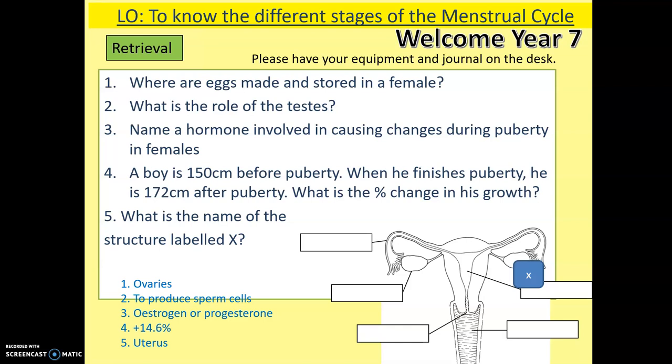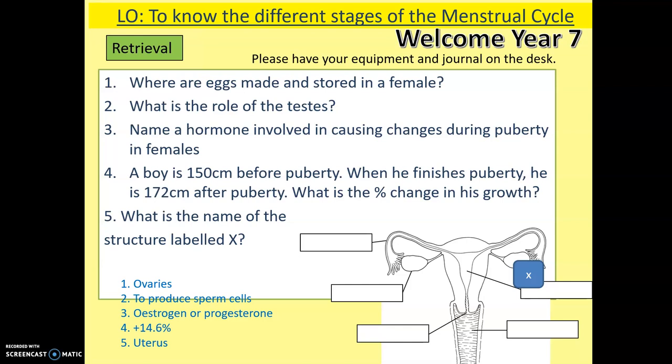The third question is asking, name a hormone involved in causing changes during puberty in females. Now, we've got 2 different hormones here, okay? We've got the estrogen and the progesterone. You're going to get marked for either of these 2 or if you have the 2 as well. And then number 4 is asking you for the percentage change of growth. Before puberty, the boy was 150 centimeters, and after puberty, it was 172 centimeters. So the question is asking for percentage growth, and the percentage growth is actually 14.6%.